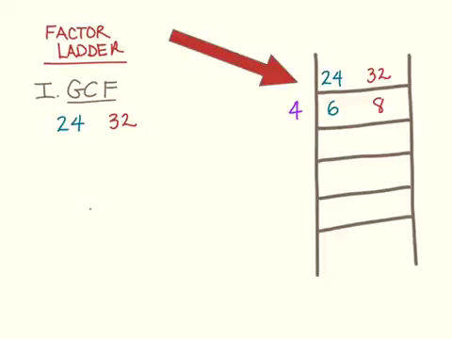And we're going to continue this process of pulling out common factors until 1 is the greatest common factor between the numbers on the rung. So now we look at 6 and 8, and they have a common factor of 2, so we'll write the 2 underneath the 4, and then inside the ladder on the next rung, we'll put 6 divided by 2 is 3, and 8 divided by 2 is 4. And now we look at 3 and 4 and we see that they don't have any common factors other than 1. So once you reach 1 on your factor side, you know that you are finished.